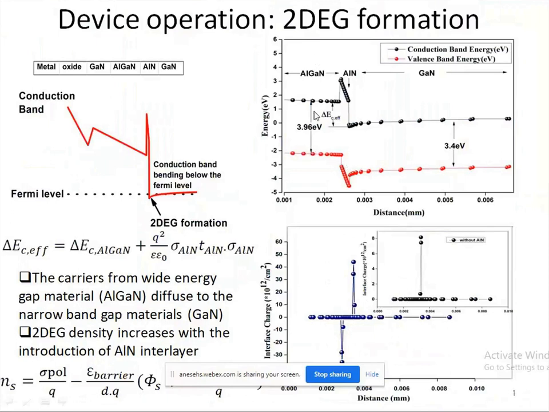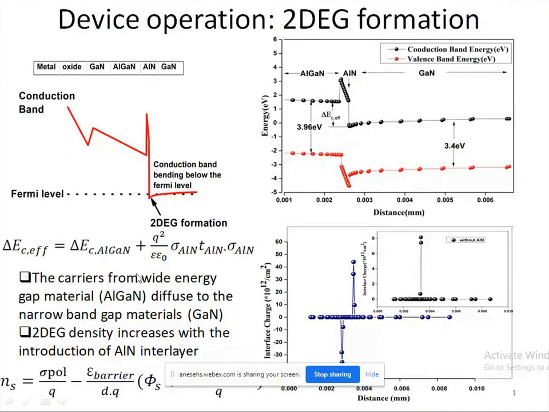So this is the band diagram when this aluminum nitride was incorporated. Here the conduction band offset increases when this aluminum nitride is introduced at the heterointerface. So this is AlGaN with a band gap of 3.96 and GaN with a band gap of 3.4. When AlN with a very high band gap of around 7 or 8 is introduced in between, it is found that a huge conduction band offset is created. So this is the increase in the conduction band offset, that is delta EC effective.